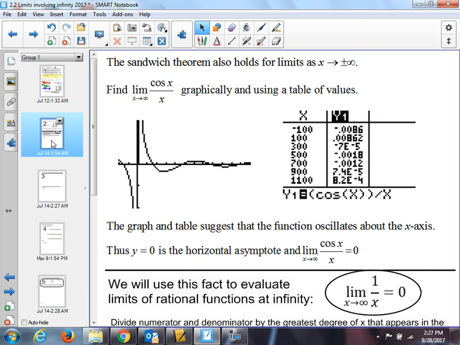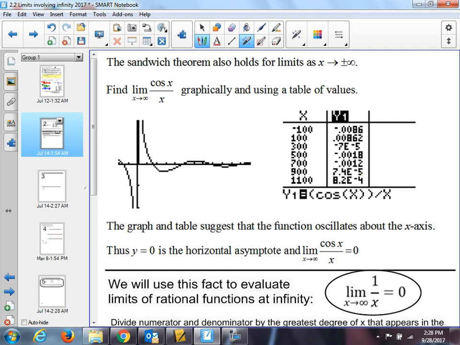Except it was sine of x over x, right? As you go off into infinity, it just gets closer and closer to 0. And if you take a look at these values, 100, 300, 500, 700, what does it mean on your calculator, by the way, when it says 8.2 E minus 4? 10 to the minus 4, so 0.0008, yeah, very close to 0, right?